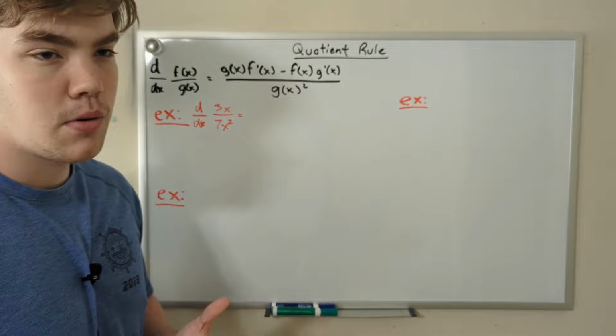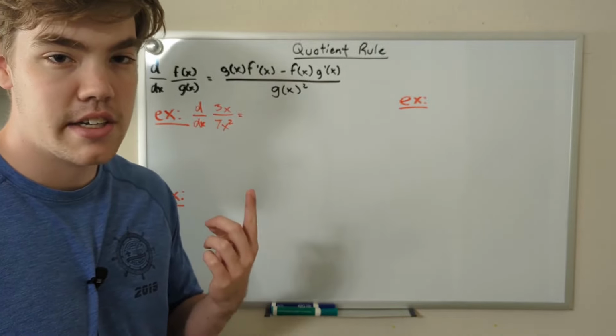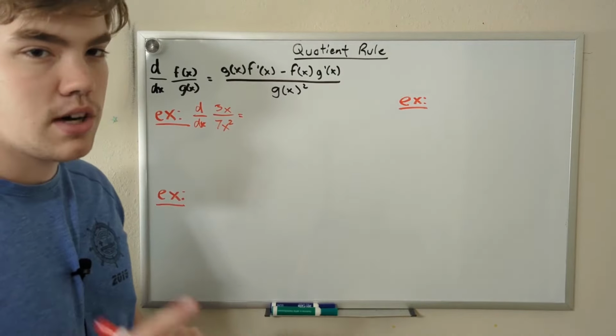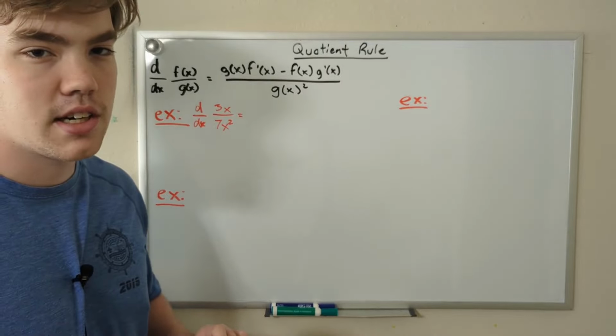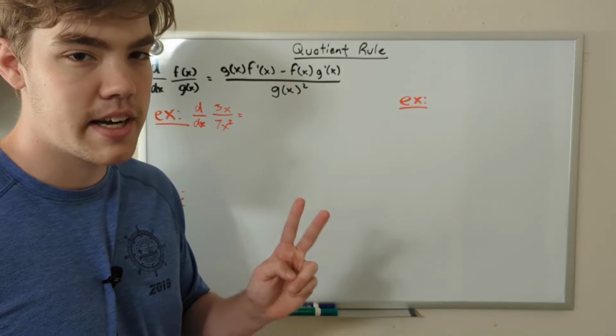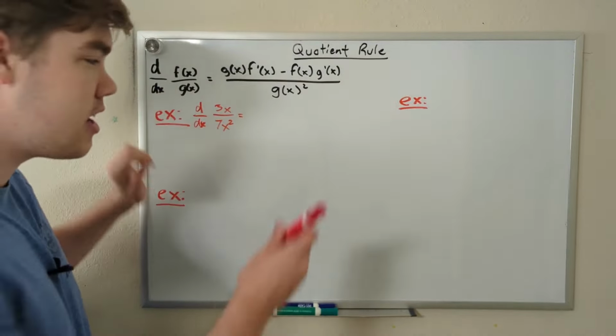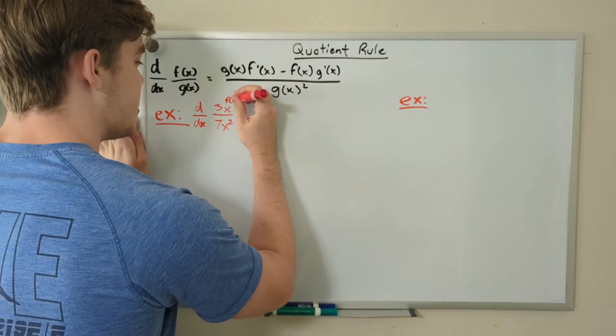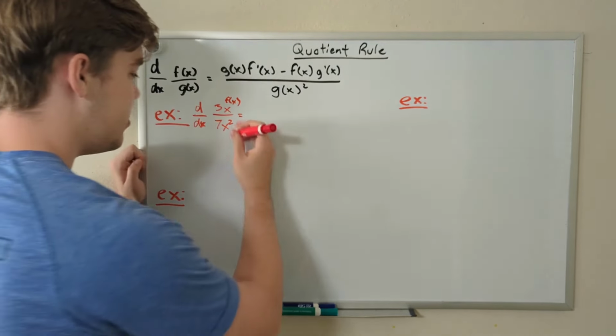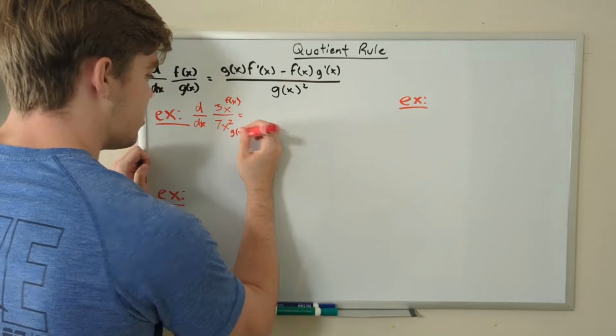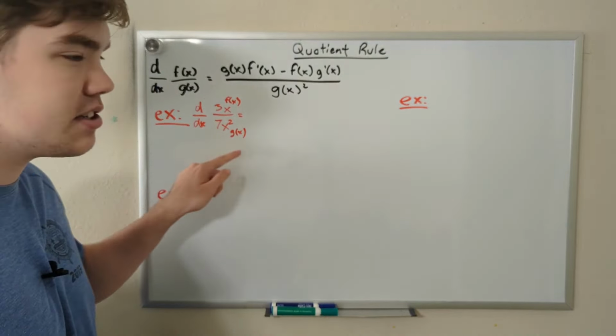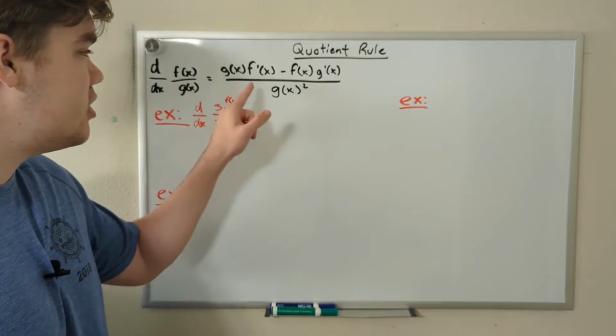So first, let's establish what we're going to use as f of x and what we're going to use as g of x. And with the quotient rule, unlike the product rule, we do need to make sure that we have the right f of x and the correct g of x. The numerator will always be your f of x, so this one is f of x. And your denominator will always be g of x, so this one is g of x. 3x is f of x, and 7x squared is g of x. So now let's plug it into the quotient rule.